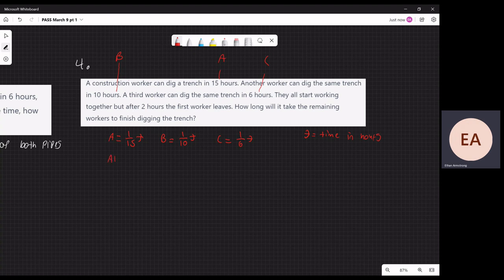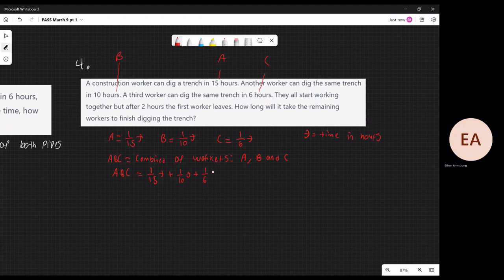Let's just say A, B, C equals the combined rate of workers A, B, and C. And that would equal 1/15 t plus 1/10 t plus 1/6 t. Put that into your calculator, that'll equal 1/3 t.